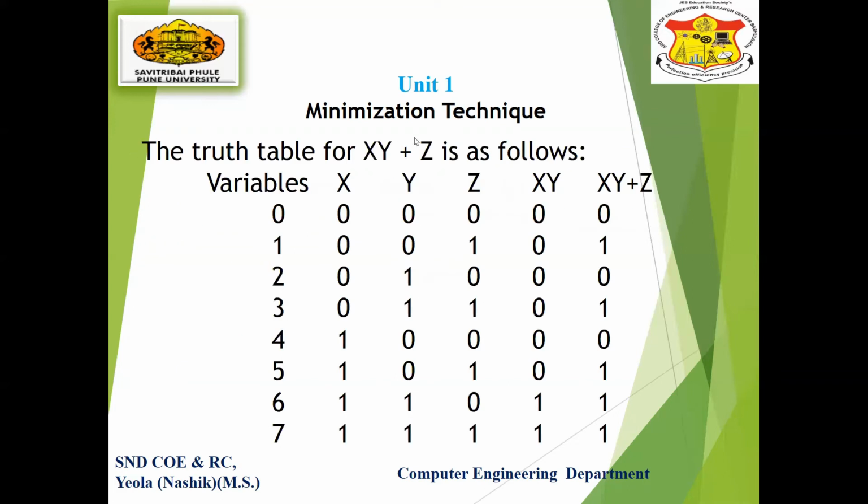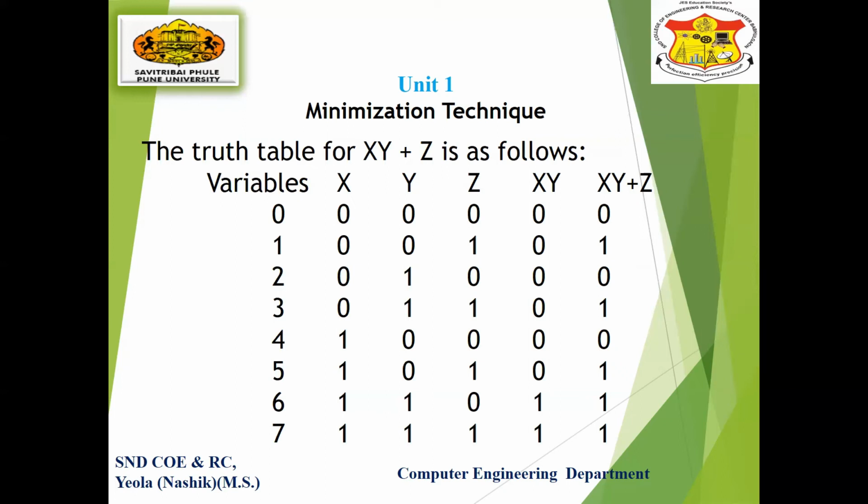Suppose we have taken one example here. We have different variables, x, y and z, and the numbers 0 1 2 3 4 5 6 7 are the decimal counting. We have three different variables, so according to Boolean laws, the combinations we use are 2 raised to 3, which means a total of 8 combinations, starting from 0 and ending with 7. So the variables go from 0 0 0 to 1 1 1.